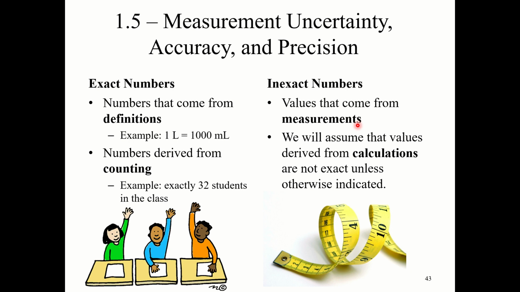If I buy a really expensive, well-made ruler from a company versus if I just buy a cheap one from the dollar store, the measurement I get from the really expensive ruler is probably a much more precise measurement than it is from the cheap ruler. So inexact numbers are values that come from measurements. They are inexact because they depend upon the precision of the tool or the instrument that is being used to measure them.